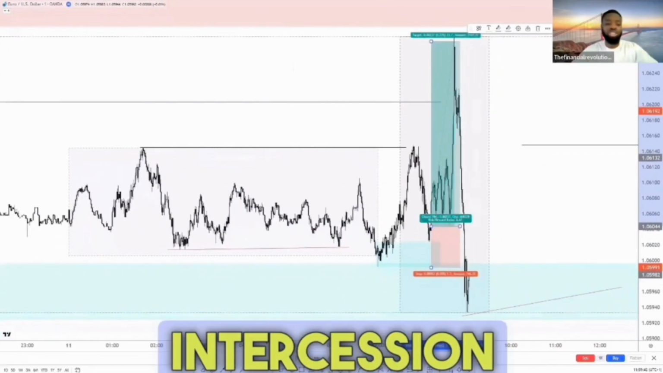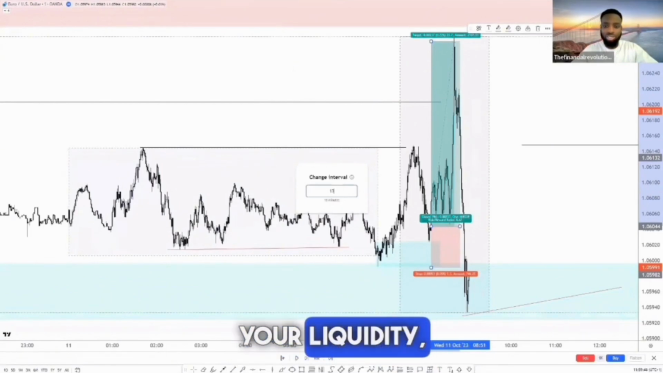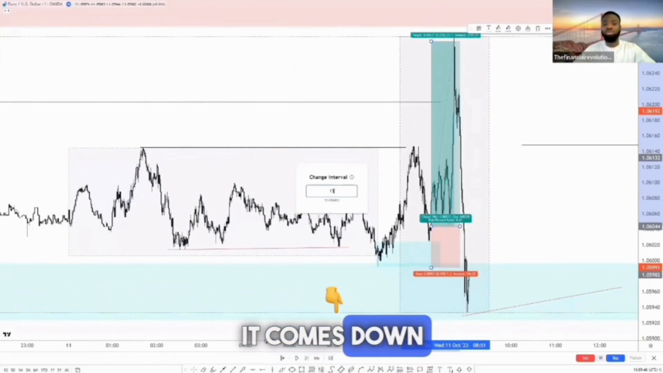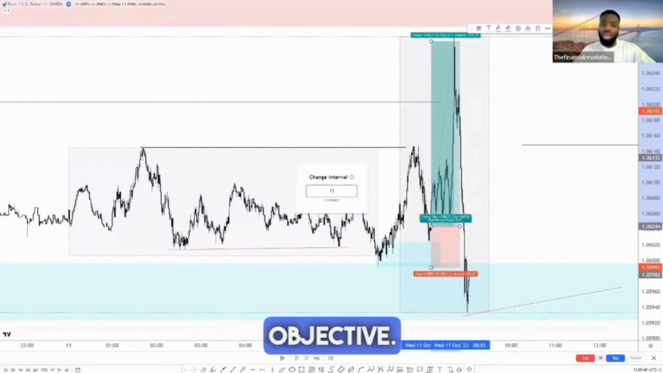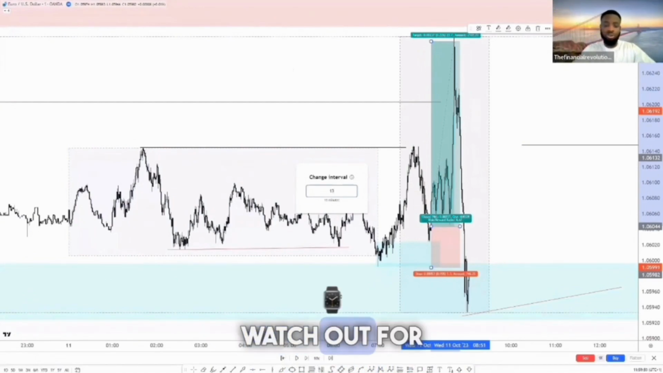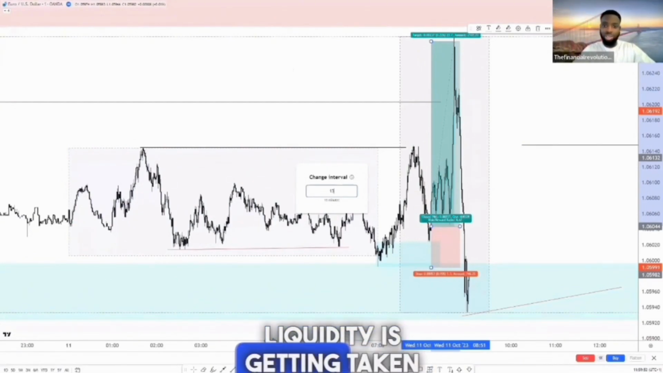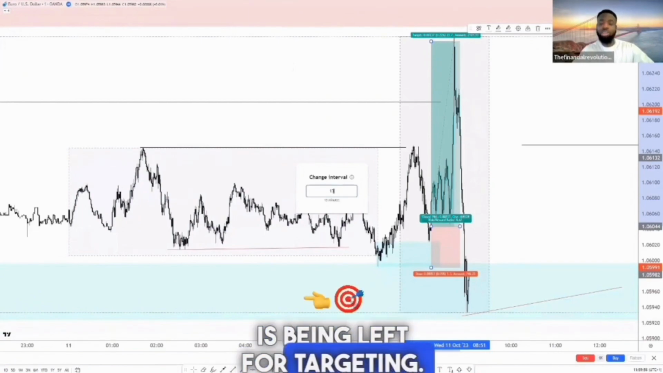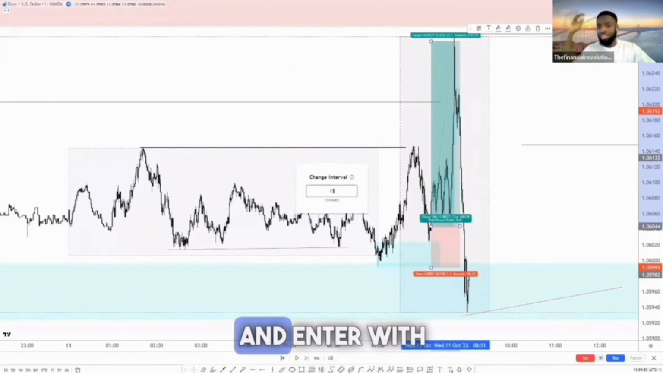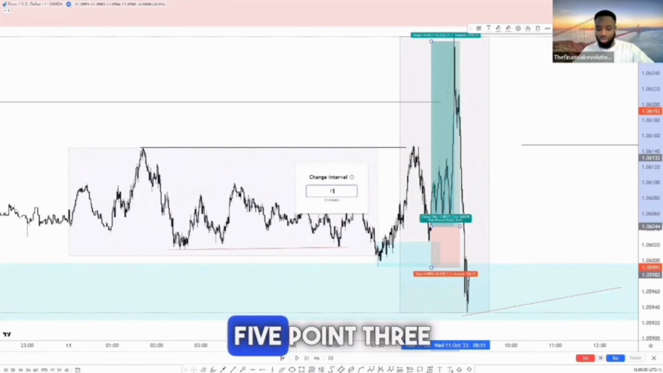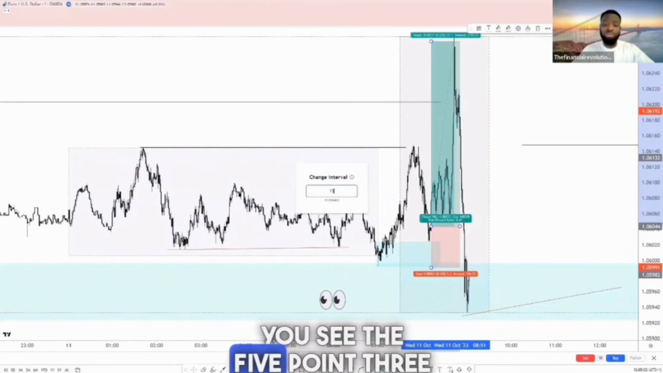If it comes down to your inter-session trading and understanding your liquidity, understanding your targeting, this is all it comes down to. Figure out your high time frame objective. How's price going to get there? Watch out for consolidation, liquidity getting taken out, and where liquidity is being left for targeting. Follow your structure and enter with the smallest stop loss possible. You see the 5.3 stop loss.